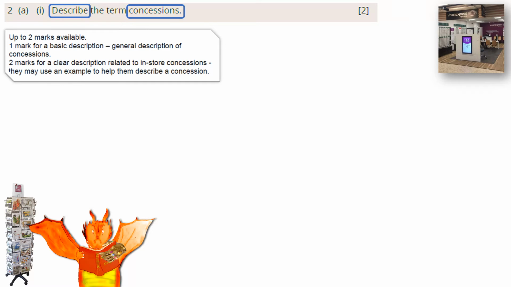As always, here's the exam board's structure for your response to this question. So it starts off in 2 parts. The first part we need to look at the basic description. Now the next part, normally we say it is the development, but here it's actually been quite specific. It's saying a clear description. So it's a clear description in relation to the in-store concessions, and you're allowed to put in an example here if you need to. So that's what we need to do. Let's now start building how we do it.